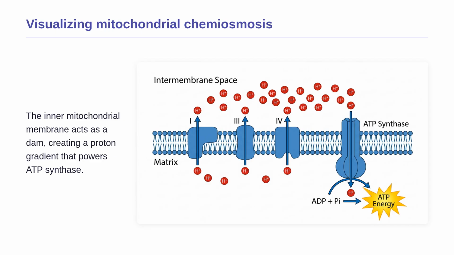Let us bring all these concepts together and look at exactly what is happening inside the cell. In this diagram, the horizontal structure is the inner mitochondrial membrane, acting as our biological dam. Below it is the mitochondrial matrix, and above it is the intermembrane space. Notice the protein complexes, labeled 1, 3, and 4. They are actively pumping the red protons upward, creating that high concentration of positive charge in the intermembrane space.